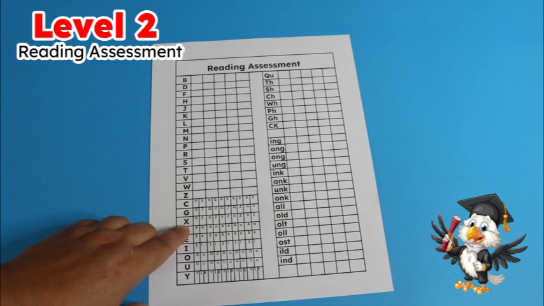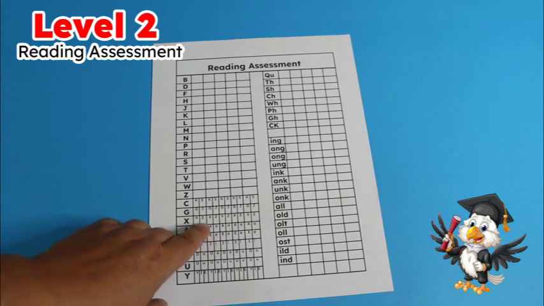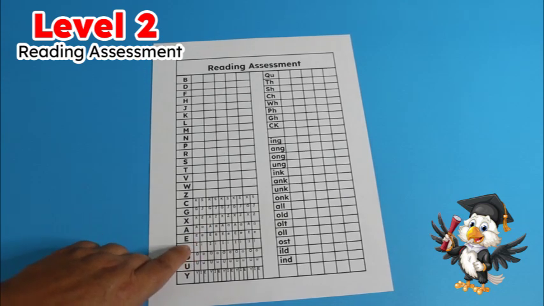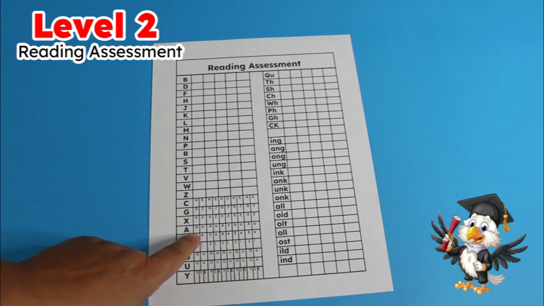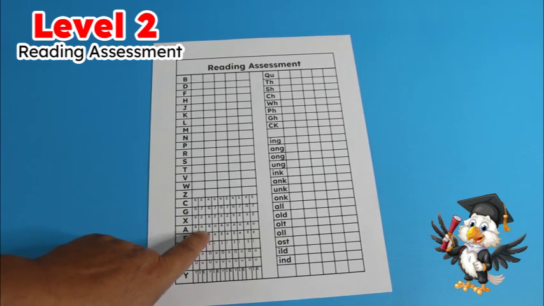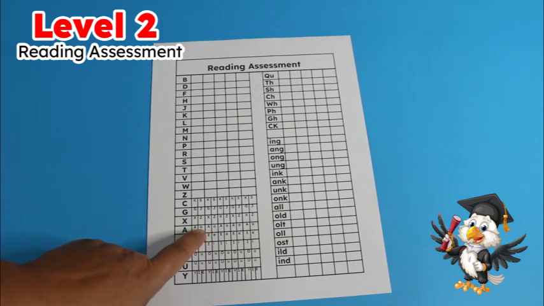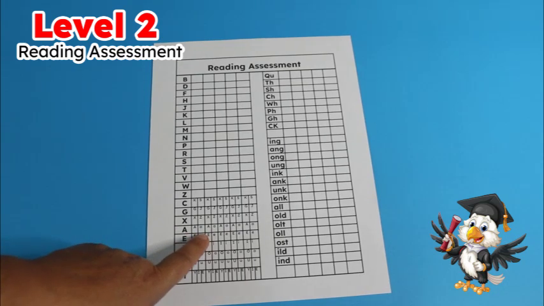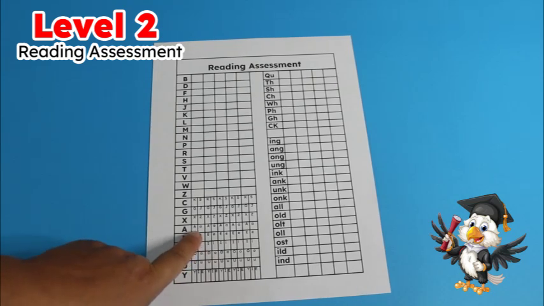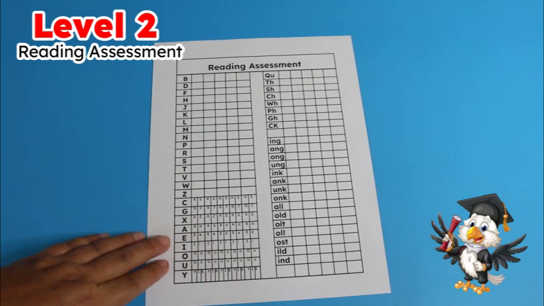Same thing with X, which has two sounds, and then Z, A, E, I, O, U. Both have two sounds: the long sound A, the short sound A. So if they get the long sound but not the short sound, you only put the check in the long sound box. Or if they get the short sound and not the long sound, you only put the check in the short sound box. If they get them both, you check them both. If they don't get either, you don't put a check in either one.